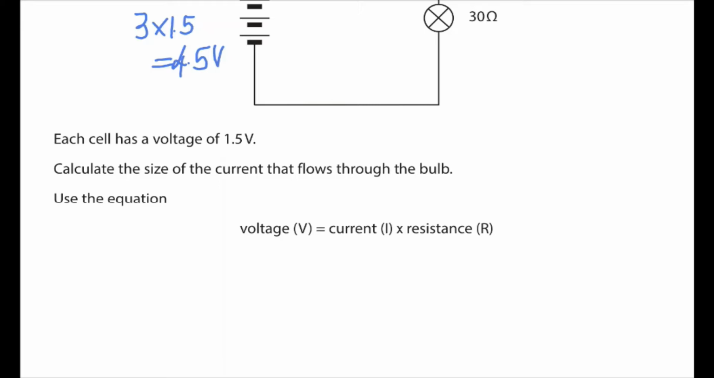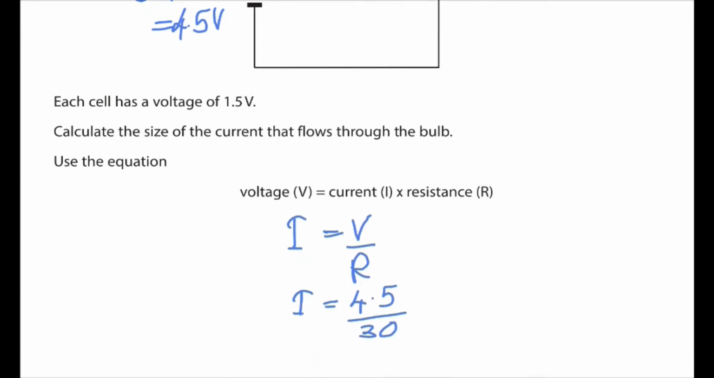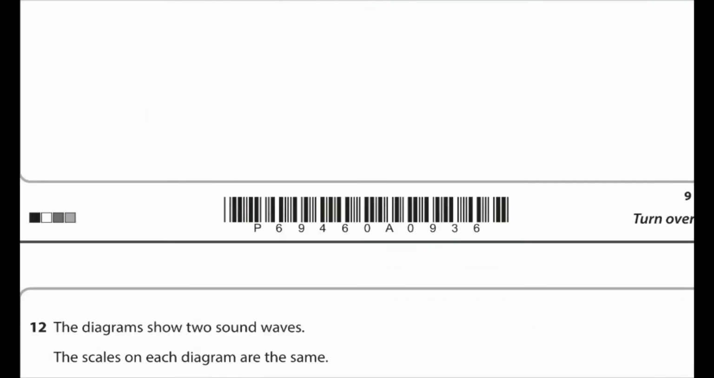Now here, I is multiplied with R, so we need to get rid of this R, so you can divide both sides by R. If you divide both sides by R, what you get is I equals V over R. I'm going to substitute: I equals total voltage 4.5 divided by 30 ohms. The answer is I equals 0.15 amperes.